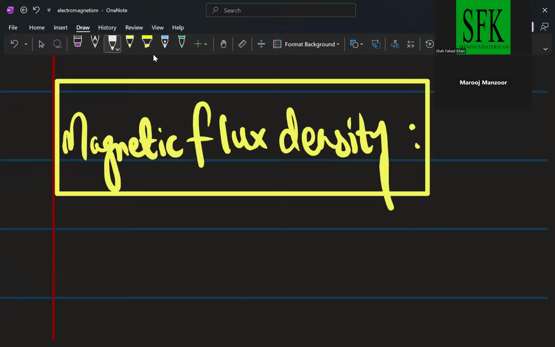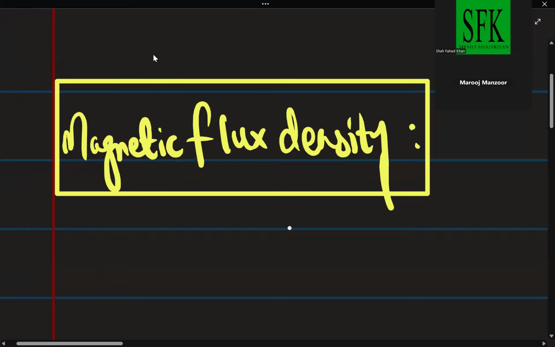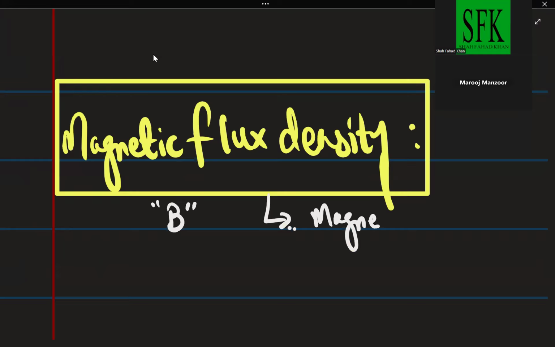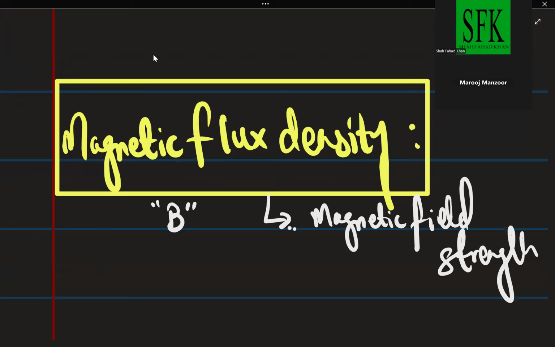Well, basically, we don't call it just flux because flux is a different thing. Magnetic flux density represents B. It basically means the strength of the magnetic field. Okay? How strong the magnetic field is, or you can just call it magnetic field strength as well. So the stronger the magnetic flux density, that means the stronger the magnet it is.